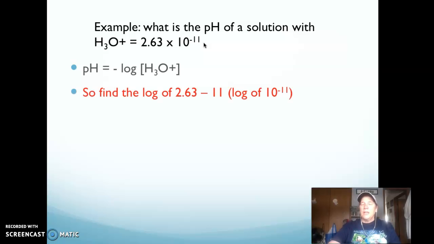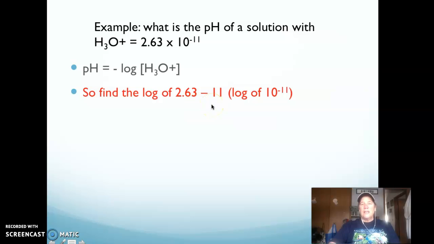You can also do it if you don't have a fancy calculator. The longer way, the way I used to have to do it before we had fancy calculators, is we take the log of 2.63. We actually had a table that we looked it up on. Or you can go 2.63 log and it'll give you a number. And then the log of 10 to the negative 11th is negative 11. Whatever power it is, that's its log. So you can just subtract those.